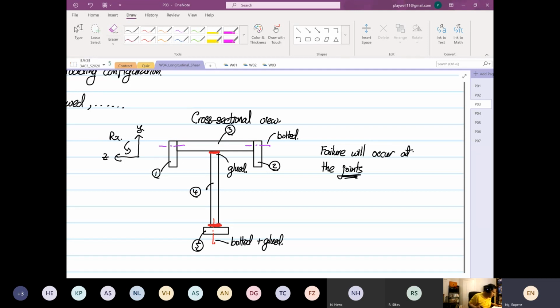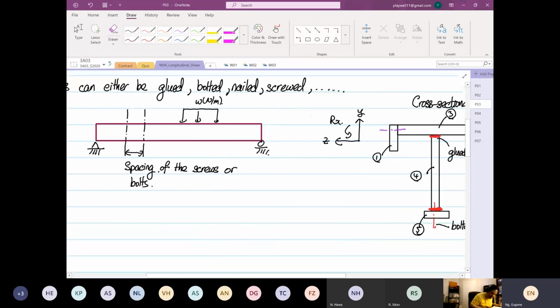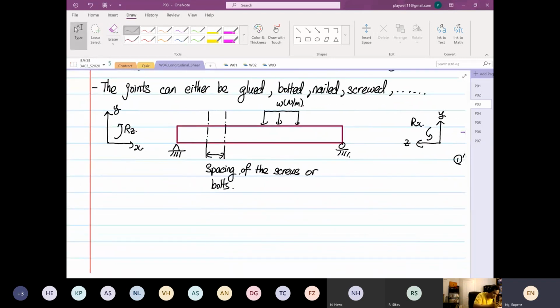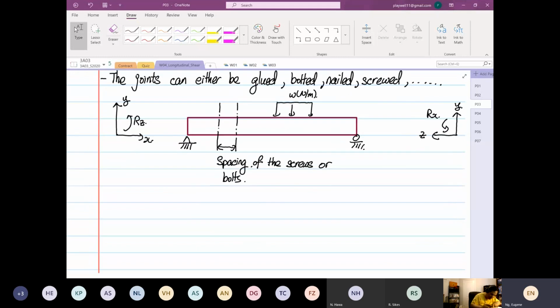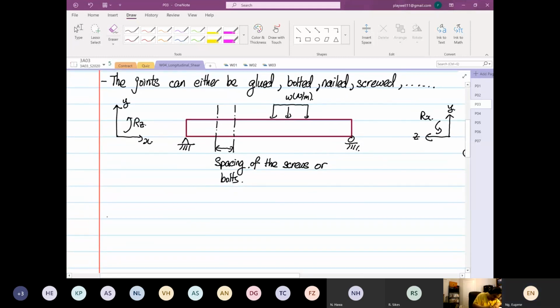welding. So for this case, we apply the longitudinal shear when we're going to calculate the stress. We can calculate stress or strength of the joints.